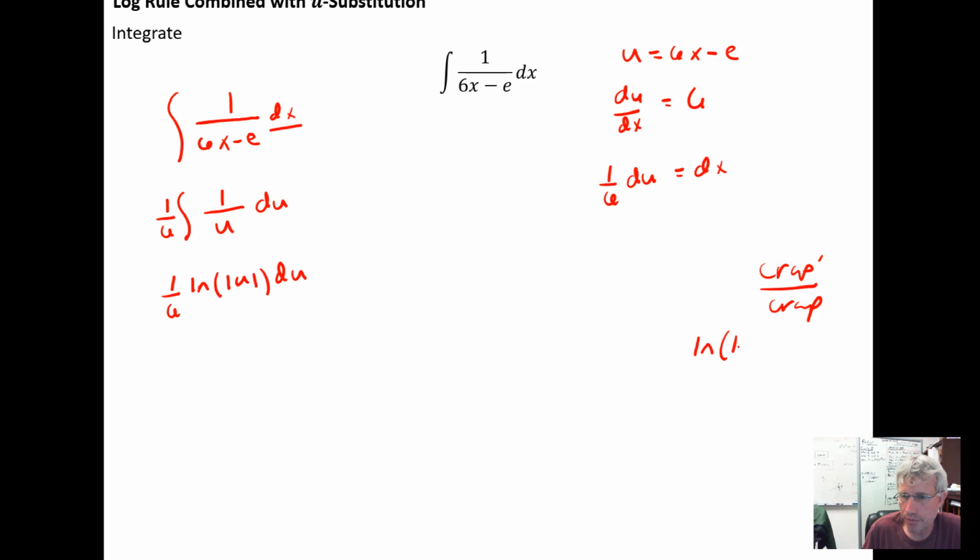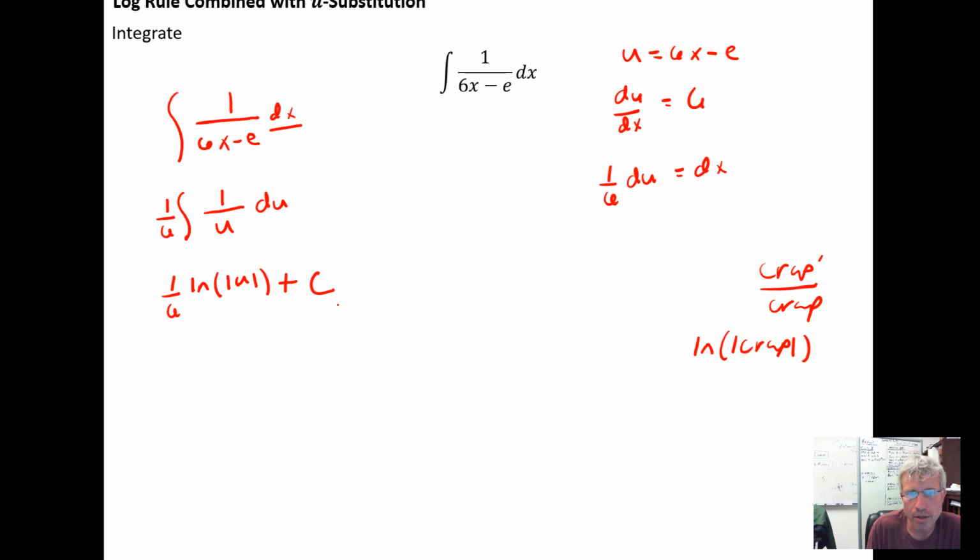So again, if you have a form crap prime over crap, you know that the integral is going to be the natural log of the absolute value of the crap. And we do have that form because the derivative of u with respect to u is just 1. So we have a crap prime over crap form. We integrate. I don't know why I put a du there. We integrate, and then we add on our constant of integration.